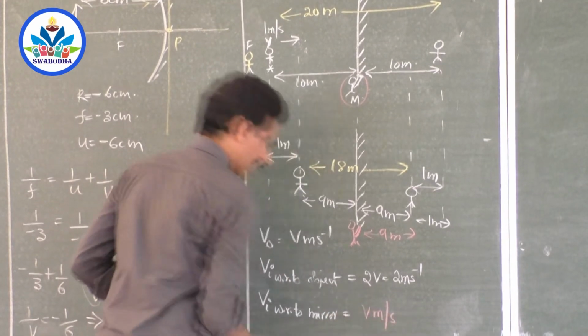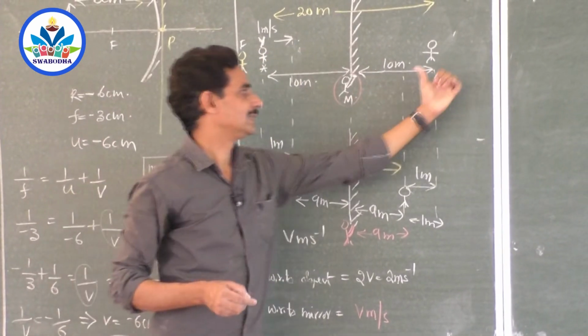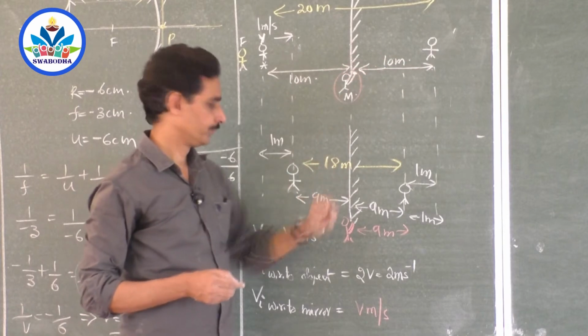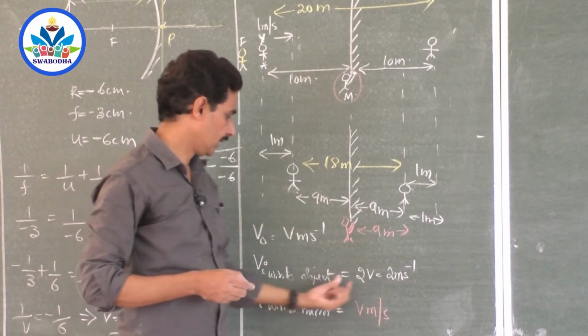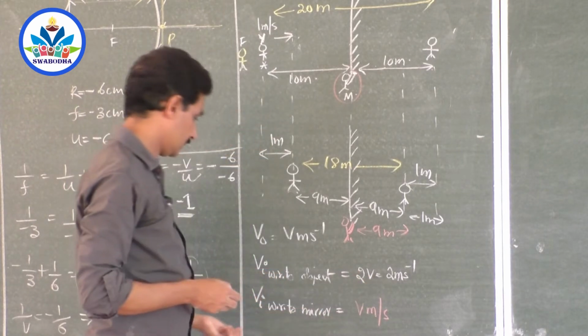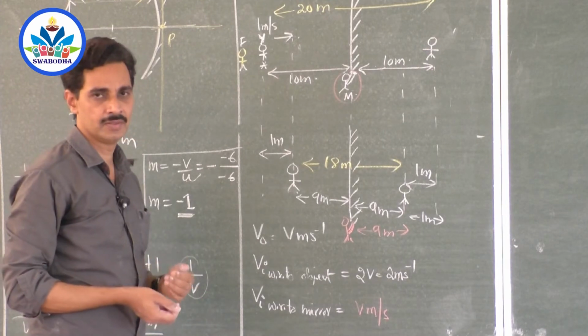Of course, if you are strictly writing it, if you take the velocity of the object as positive, this is negative because the image is moving in the minus x-axis. This is minus v. And what about this? v minus of minus v, 2v, like that. So the velocity of the image with respect to the mirror is v meters per second.